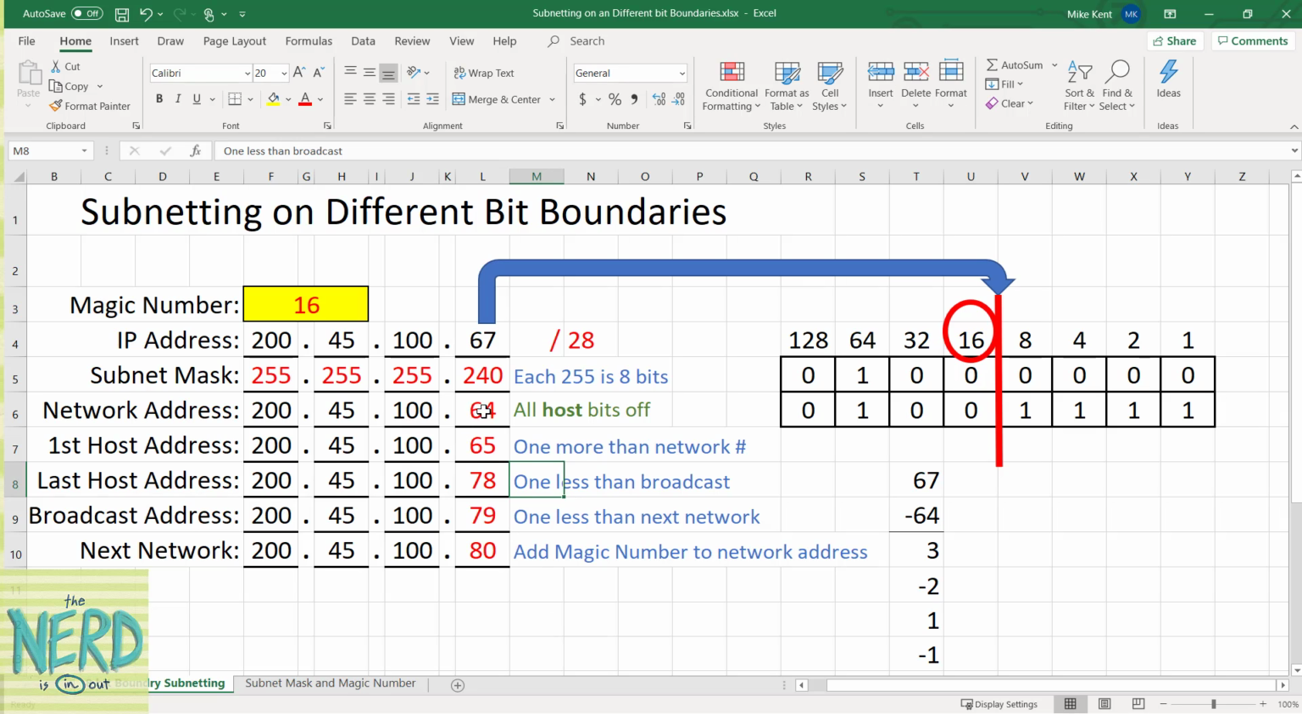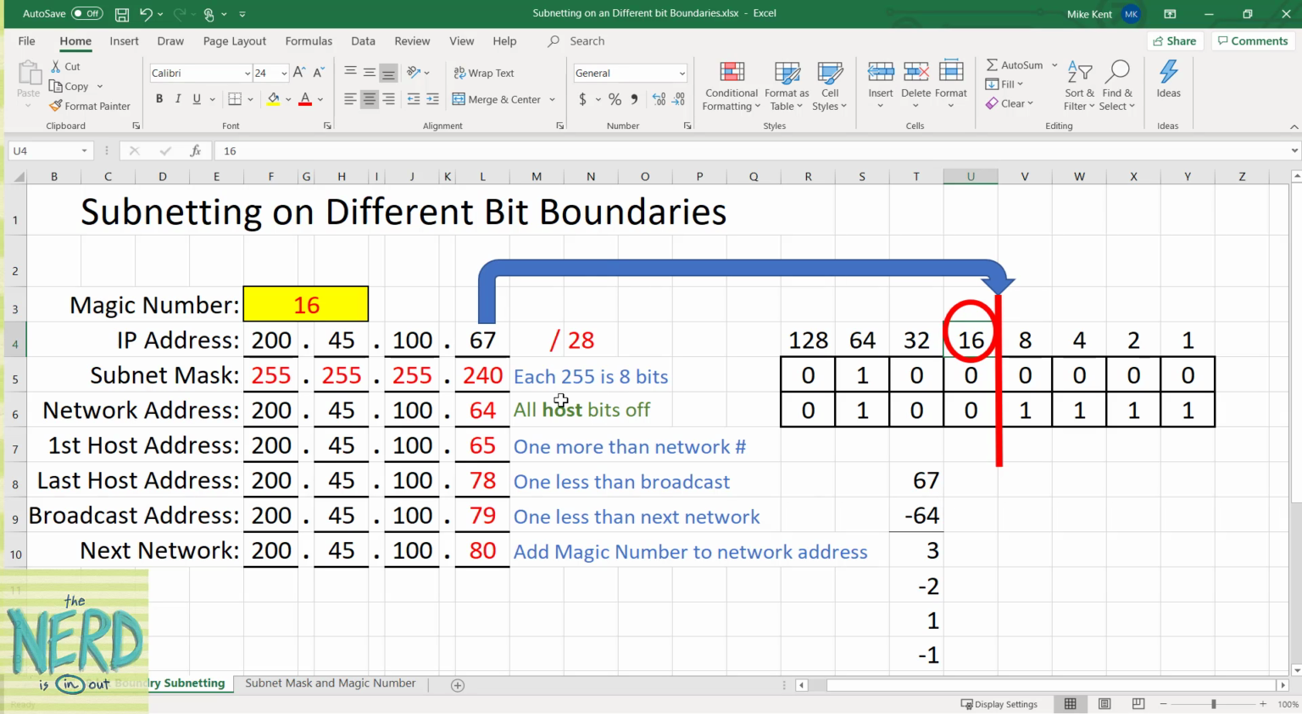So here's what I needed to know. This network starts at 64 and ends at 79. And the magic number tells me how many IP addresses I have. There's 1. 65 through 78 is 14 addresses. And then here is my 16th address. So I've got a total of 16 addresses. That's what the magic number tells us, because we have 4 host bits, 2 to the 4th power is 16. That's how many IP addresses there are on that network.